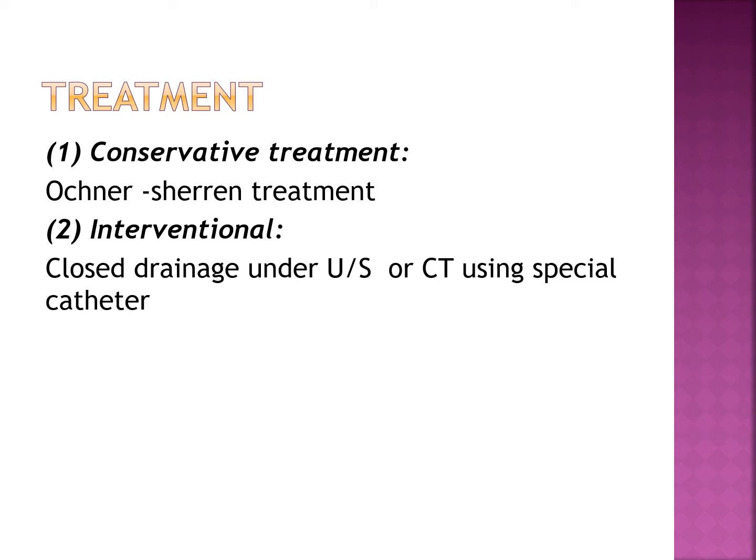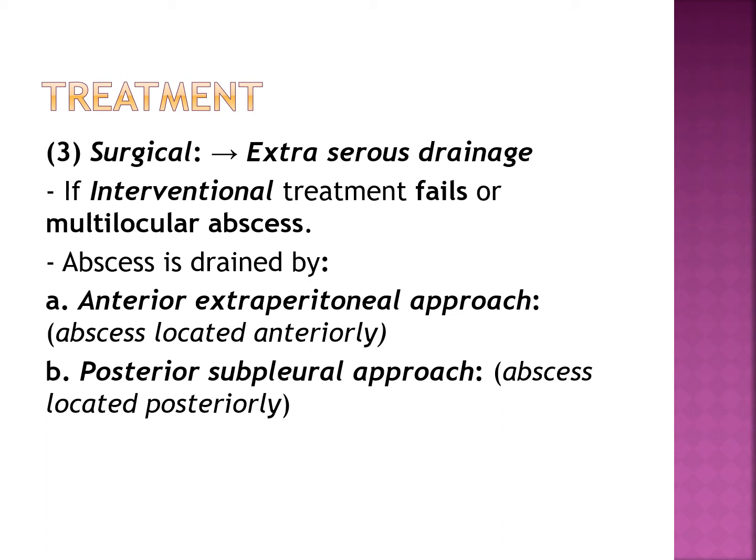And this drainage should be done ultrasound guided or CT guided using special catheters. And if this interventional drainage fails, or the pus collection or the abscess is multiloculated, then surgical drainage is needed, and extraserous drainage should be employed. This means that you don't want to contaminate the whole peritoneum, because the abscess cavity is a localized cavity, and you want to do drainage for it without contaminating the rest of the clean peritoneal space.